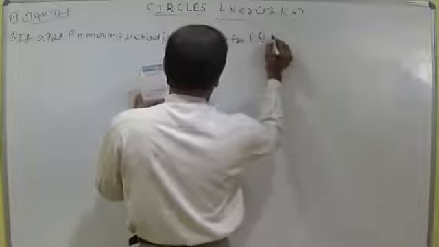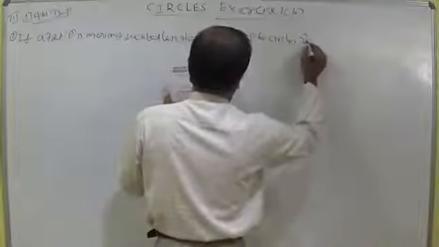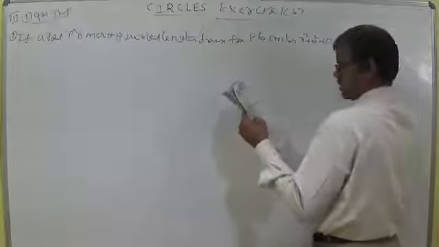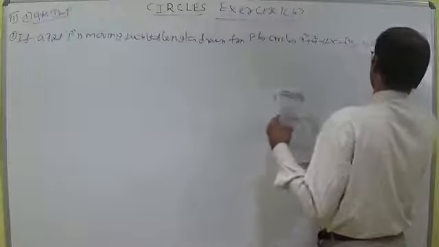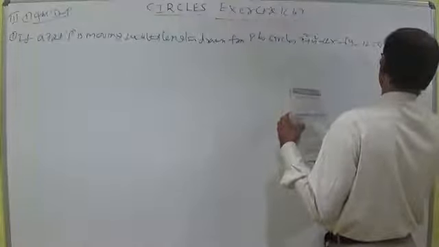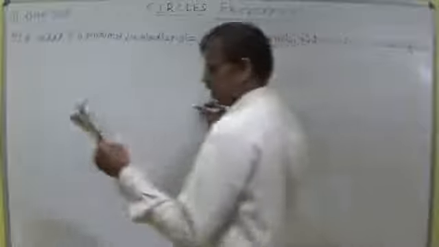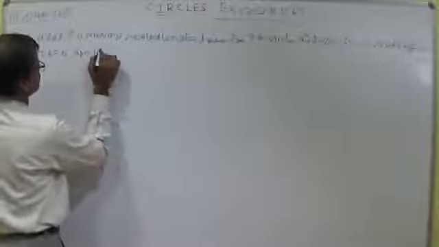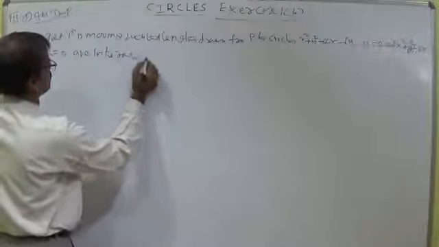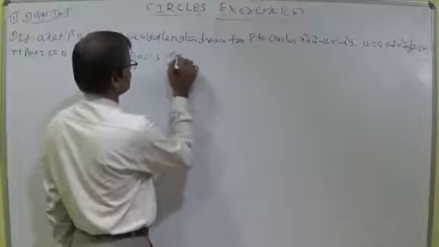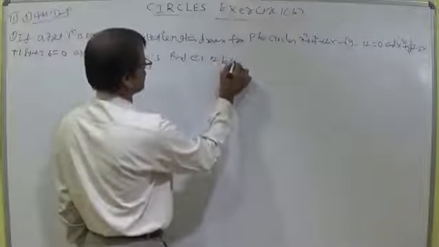drawn from P to the circles x square plus y square minus 4x minus 6y minus 12 equal to 0 and x square plus y square plus 6x plus 18y plus 26 equal to 0 are in the ratio 2 is to 3. Find the equation of locus of P.